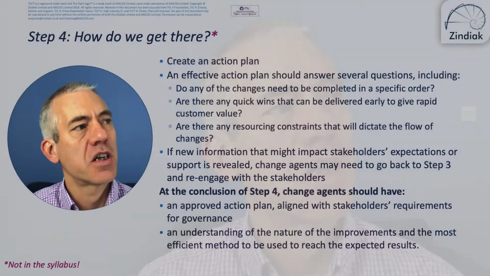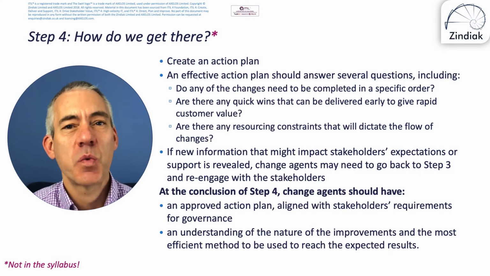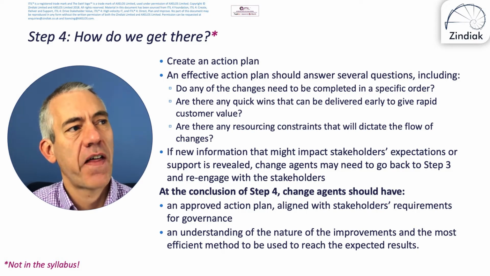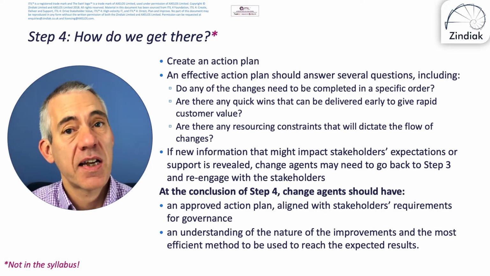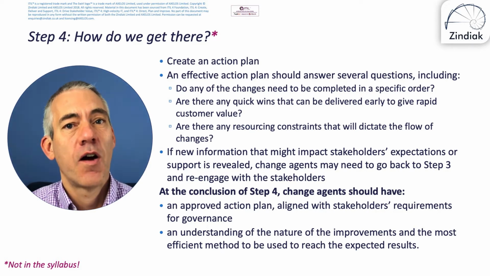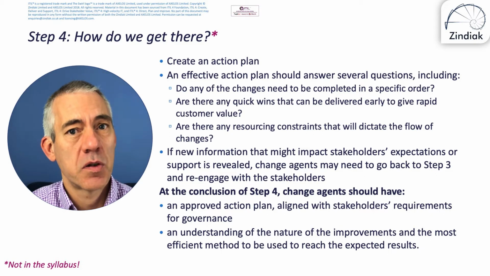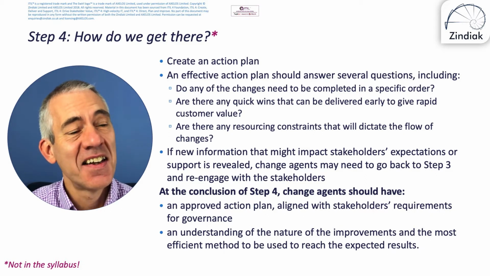And in this video, we'll be looking at the second part of the Continual Improvement Model. So that's steps 4 to 7, starting with step 4, how do we get there? And the first thing to say is you can see the star there on the slide is this step and the next step, take action, are not in the syllabus. So if you want to ignore them, you can.